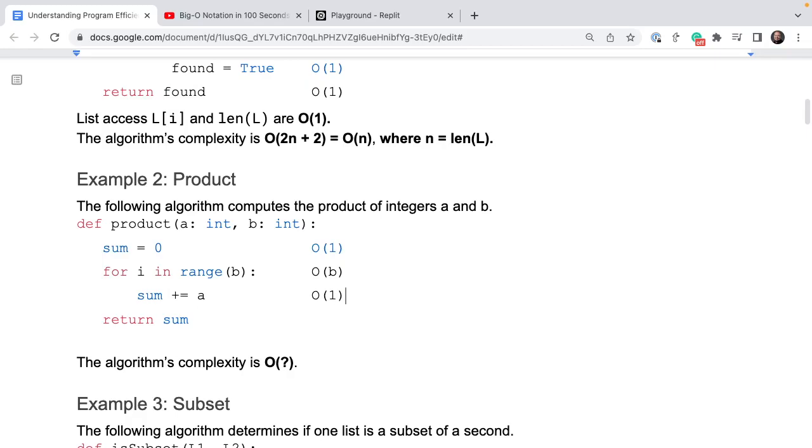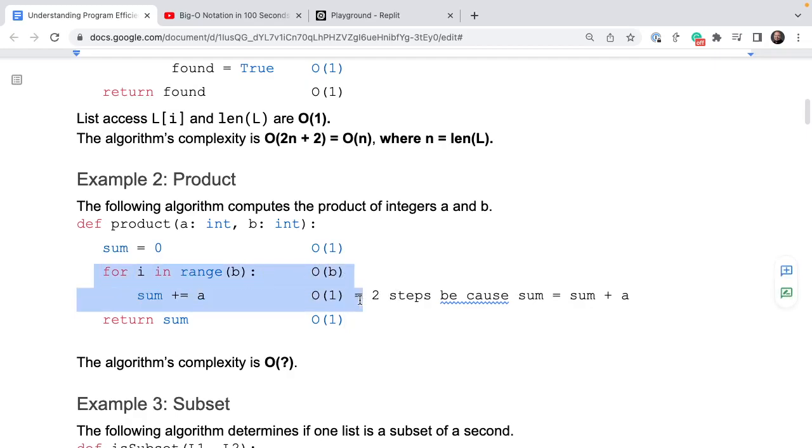Because this is actually 2 steps, because sum is equal to itself plus A. So you have the summing, and then you have the reassignment back to sum. And of course, this is also constant. So the return is a constant operation. So you can see each step does have its own time complexity, its own cost. And of course, then you really are just focusing on the thing that is the bottleneck. That is why we collapsed the addition.